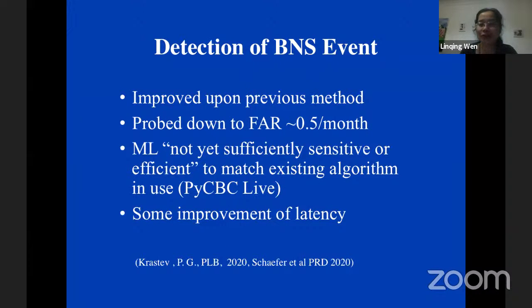Detecting binary neutron star events is the hardest one. And we see at least 2 papers, both coming this year. You can see this field is very active, but also very hard.